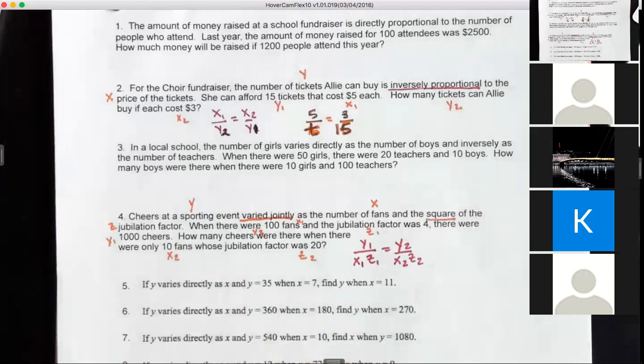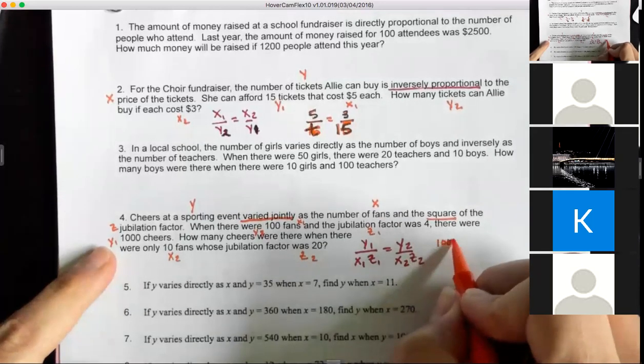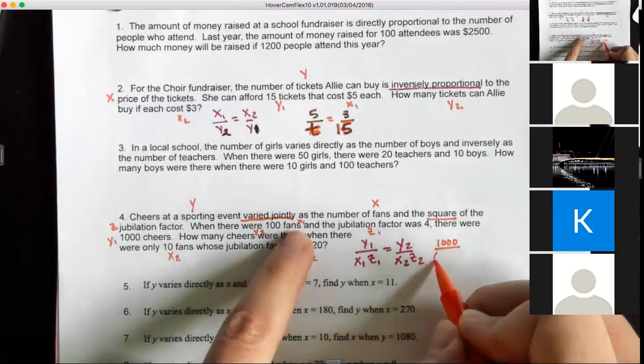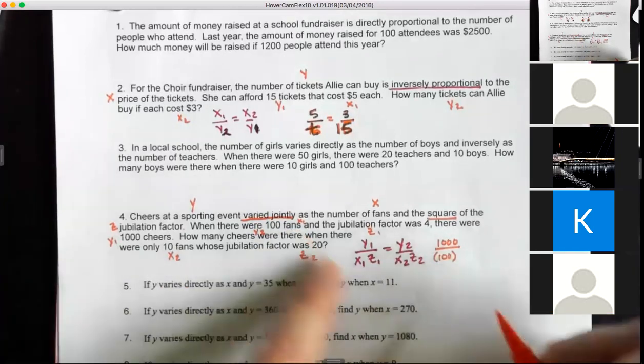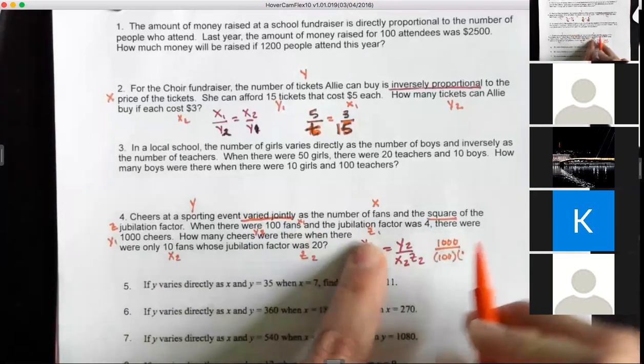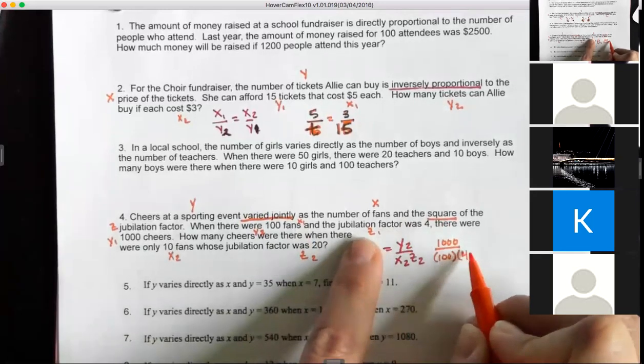So plugging that in, y1 is 1,000, x1 has 100 fans, and z1 was the square of the jubilation factor, so we're going to have to take 4 and square it.